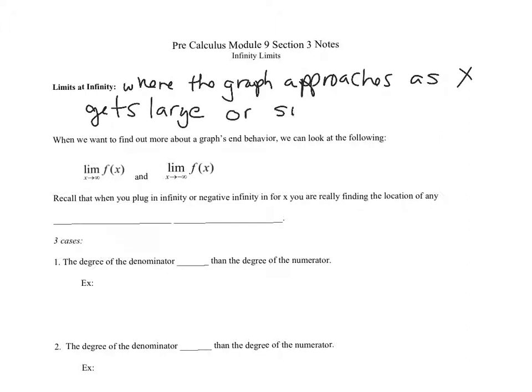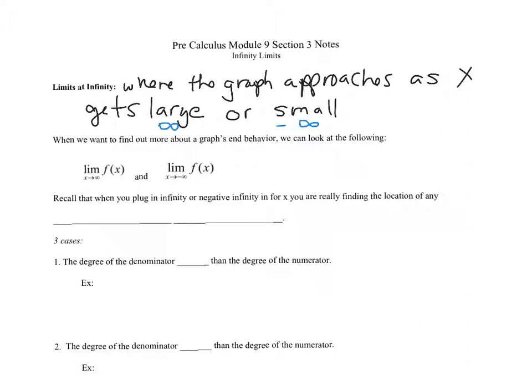So negative infinity would be a really small number. Gets really, really negative. Or infinity would be a really, really, really large number. So we typically say large numbers are infinity, small numbers are negative infinity. Now earlier this year we gave this a different name. We called it the end behavior. So we said as x gets really large or very small, where does the graph approach? We called it end behavior.